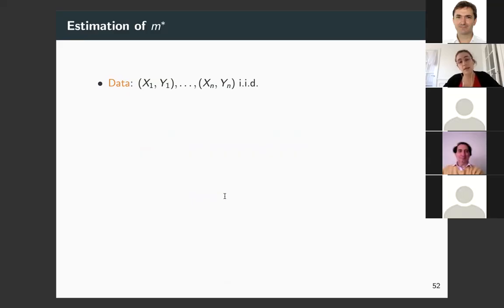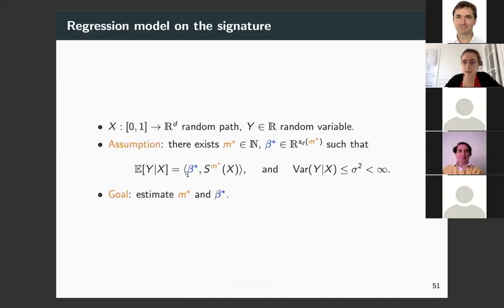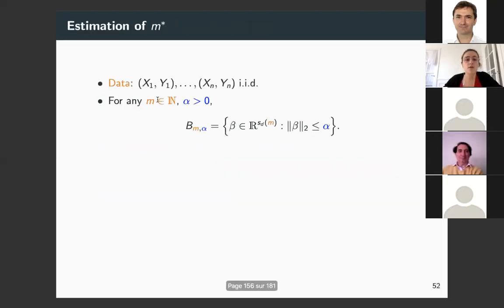So how do I estimate it? I need some data, so I assume that I have N data points. And I will assume that all the coefficients I consider lie in balls, so I will bound the norm of beta by alpha for any size of beta. Something I forgot to say: the size of beta star depends on M star, because it has size basically d to the power m star. So when m star increases, beta star increases. The two are linked, they're not two independent quantities. So for any size m, I assume that beta is bounded by alpha.